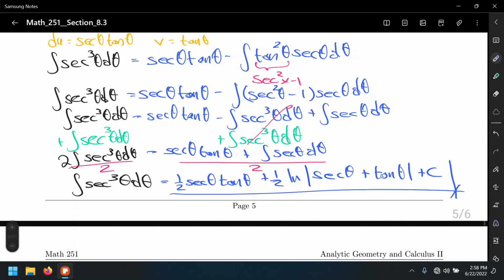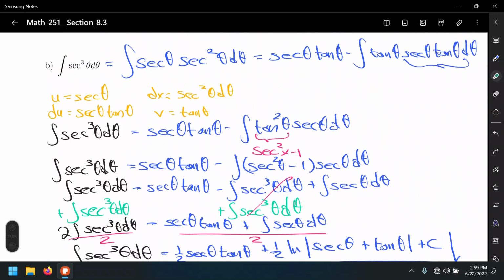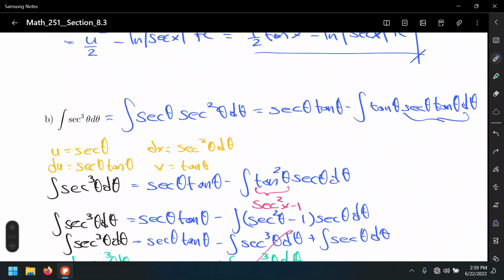Yes, Anna? Wouldn't the integral of secant theta d theta be negative? Because when you distributed it, this one right here, well, this one is this negative right here, and then this negative times this negative becomes a positive. All right? You're welcome.